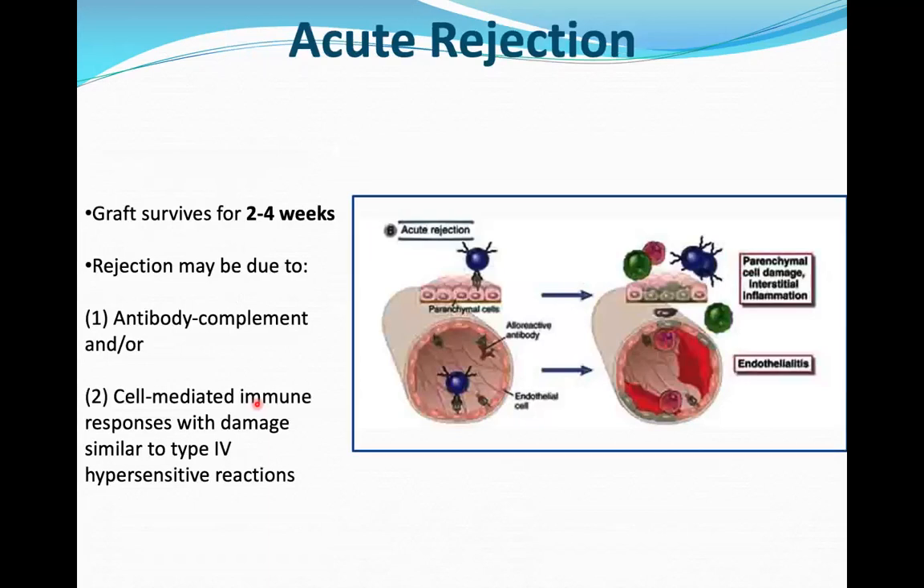Acute rejection is the classical allogeneic response, and this involves both a type 3 and a type 4, cell-mediated immune response. The T helper cells recognizing allogeneic antigens are activated to produce inflammatory cytokines, as well as cytotoxic T cells attacking that foreign tissue.